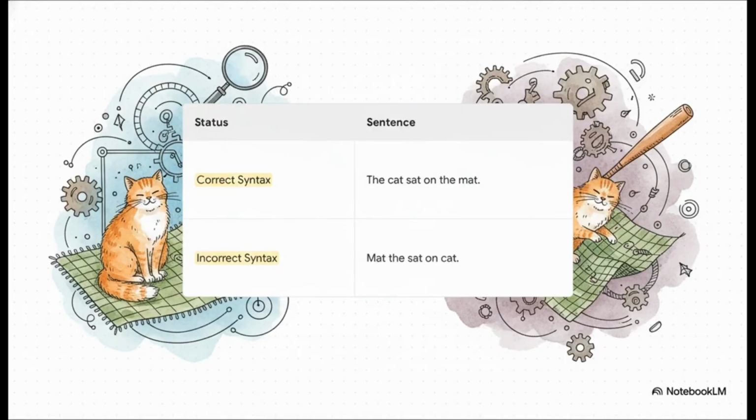Both of these sentences use the exact same tokens, the same words, but the machine can instantly see that only the first one makes grammatical sense. The cat sat on the mat follows the rules of English. Mat the sat on cat, well, that's just a random jumble of words. Syntactic analysis is the filter that catches these kinds of errors.